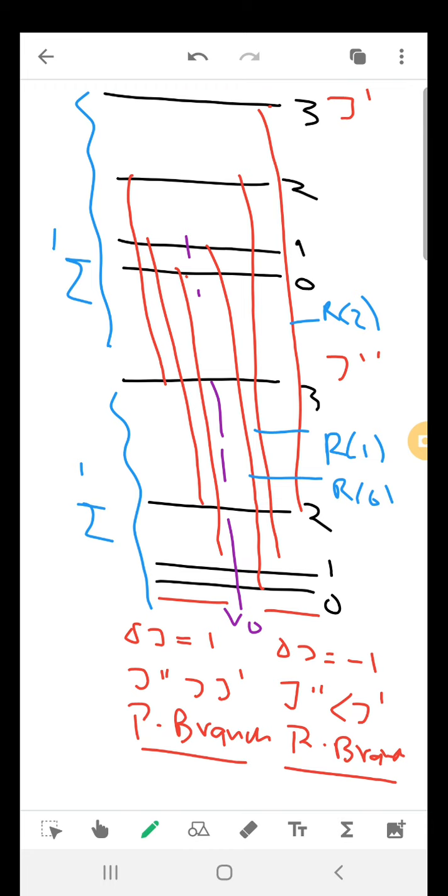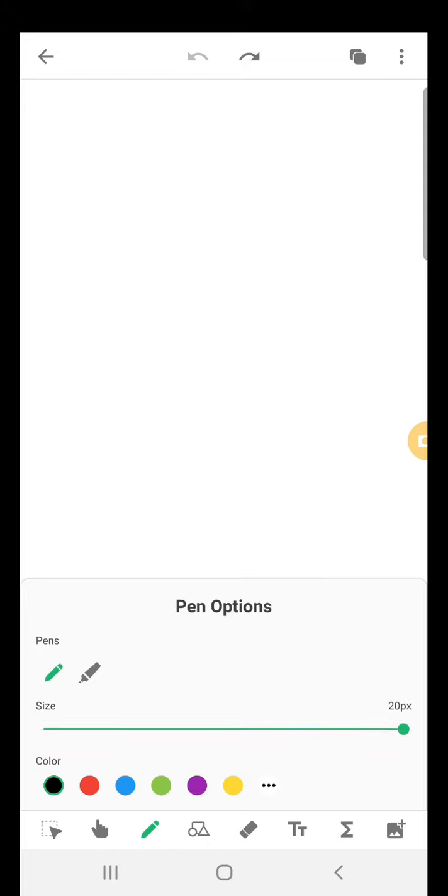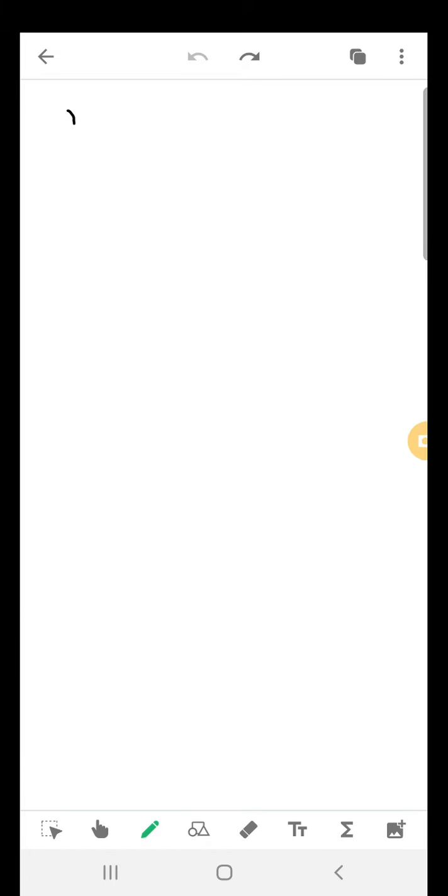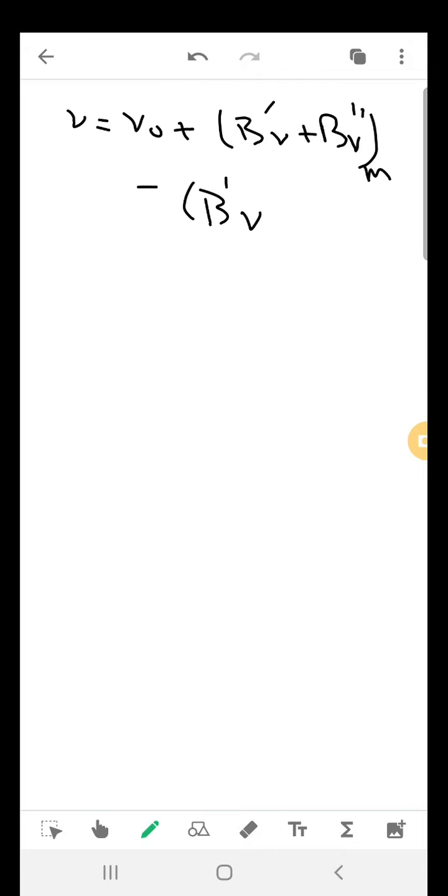Now both the P and R branch can be written as ν = ν0 + (B' + B'')M + (B' − B'')M², where M is equal to J'' + 1.